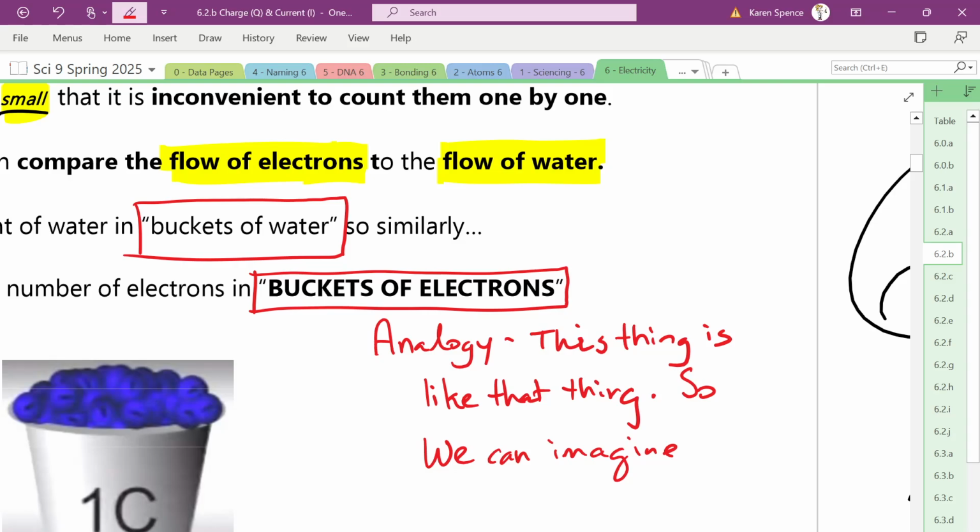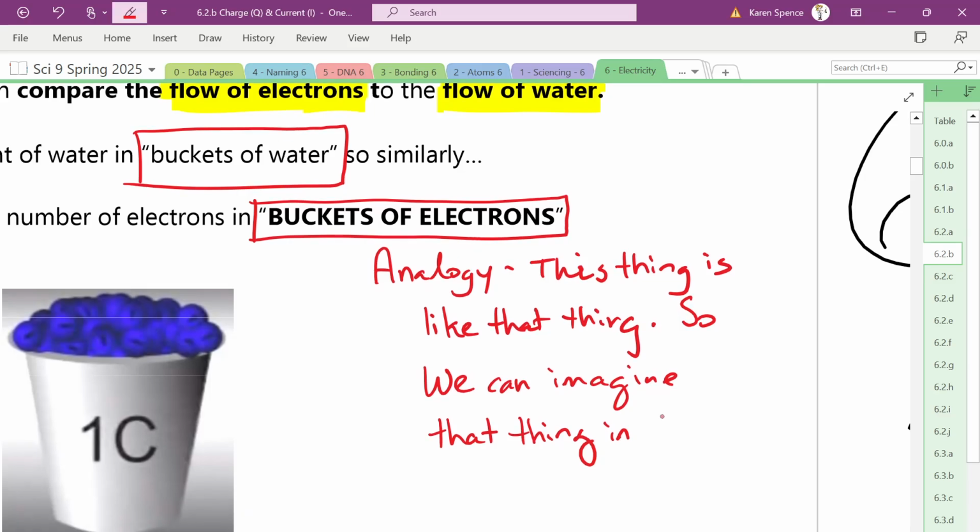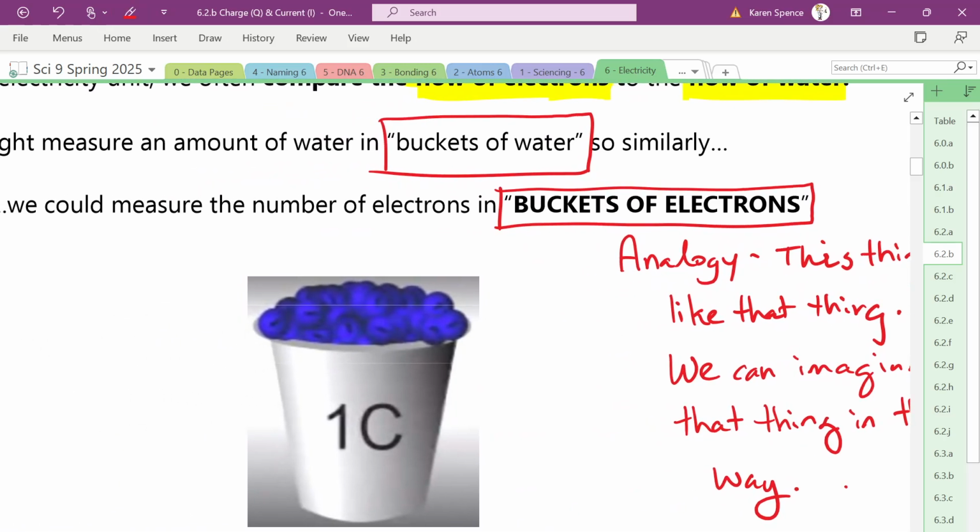So we can imagine that thing in this way. This is like the stupidest sentence ever. Okay, so what we're saying is a bucket of electrons is like a bucket of water. That's better than any sentence I've made over here. Okay, that sentence, you can just leave that to the side because I don't know that it makes any particular sense.